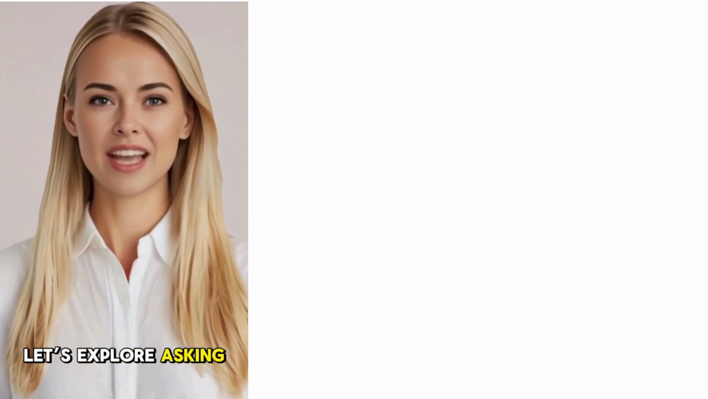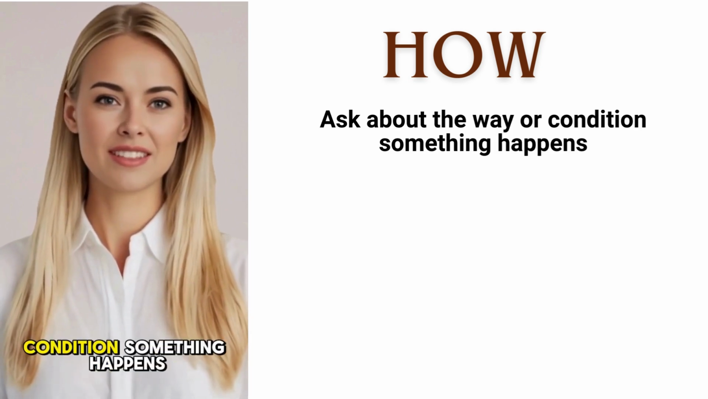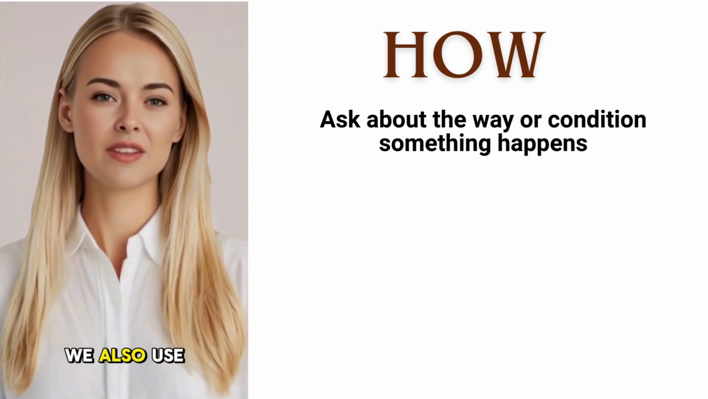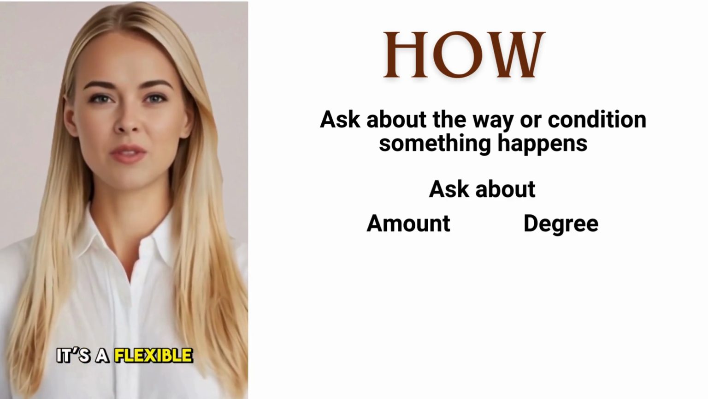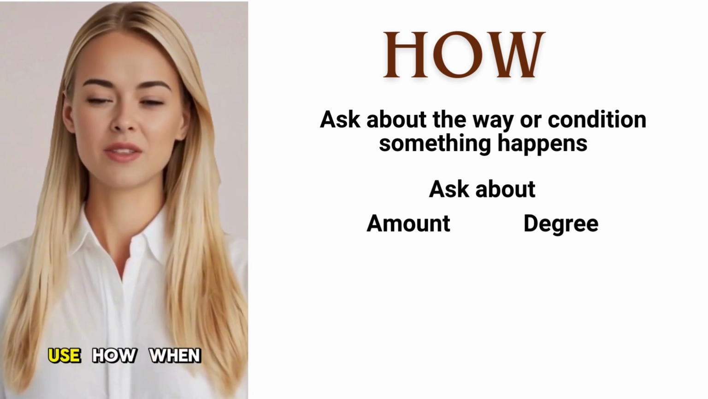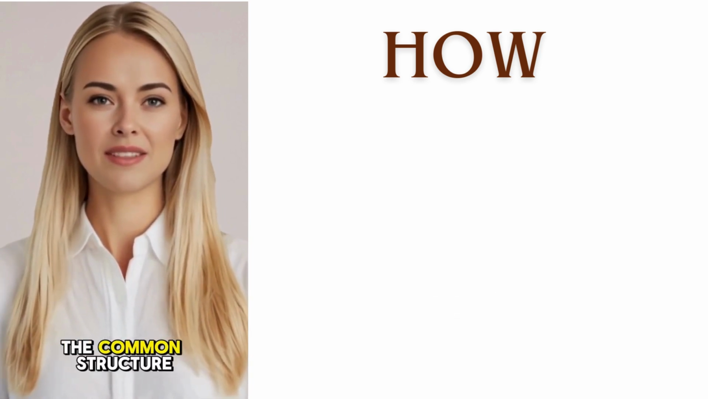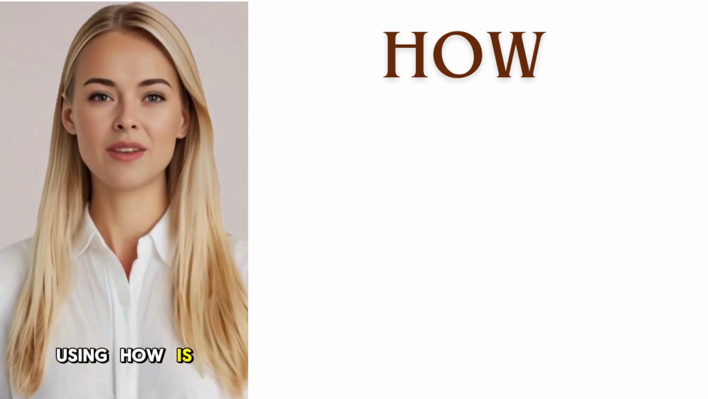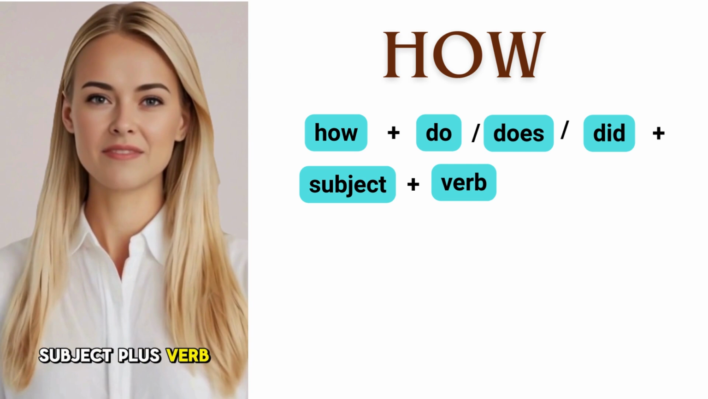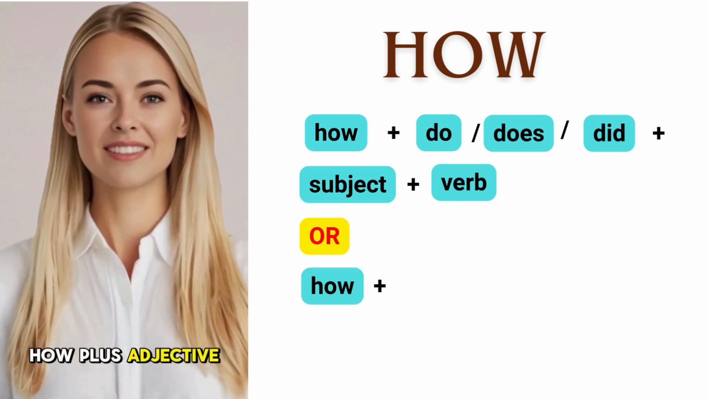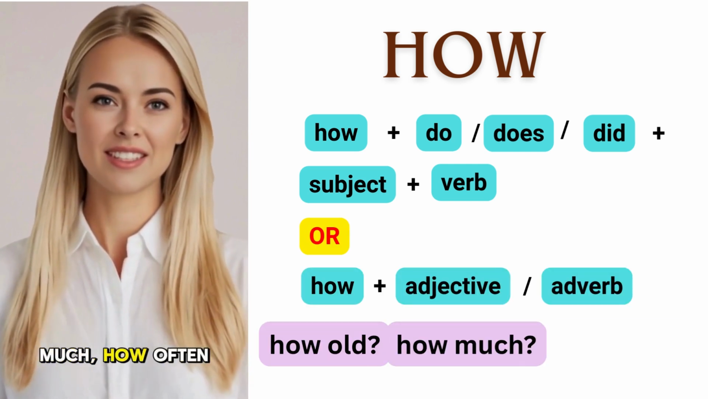Lastly, let's explore asking questions using how. We use how to ask about the way or condition something happens. We also use how with other words to ask about amount or degree. It's a flexible question word used in many ways. Use how when you want to know the way, state, or amount of something. The common structure for asking questions using how is how plus do, does, did, plus subject plus verb, or how plus adjective or adverb. Example, how old, how much, how often.